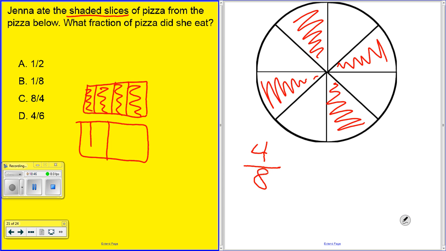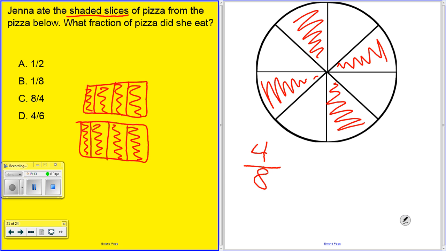So now we're going to make another one. Do I have 4 to make a whole? Does 4 slices make 1 whole? Yes. And how many pieces did I color? 8. That is a picture of 8 fourths, aka 2 wholes.